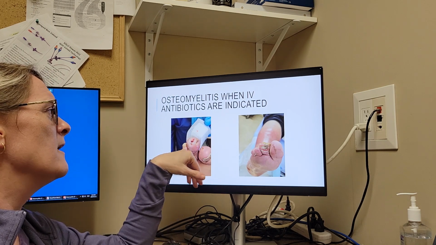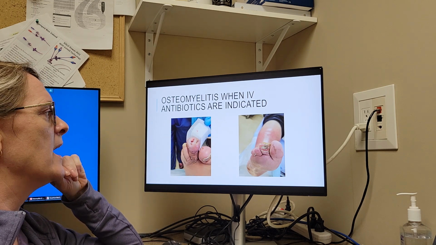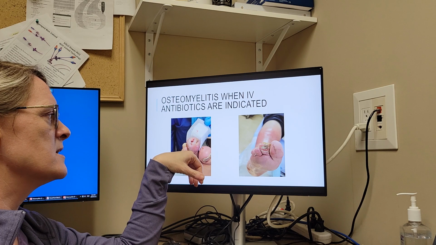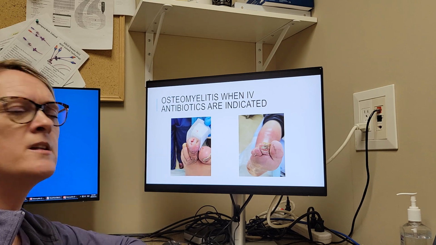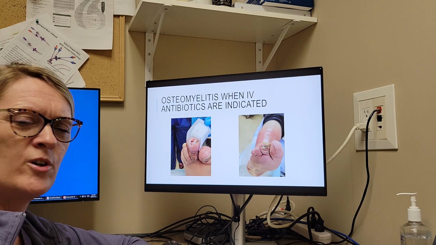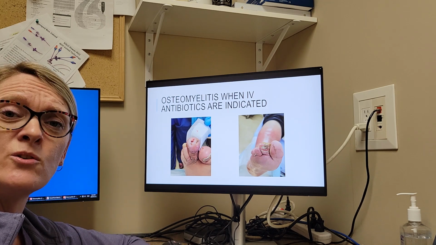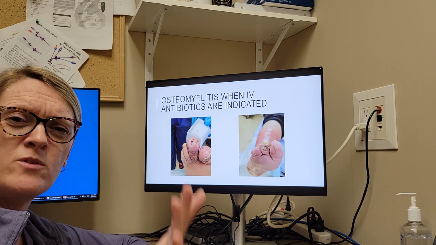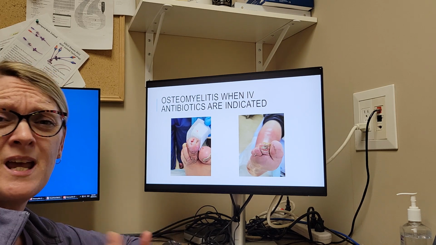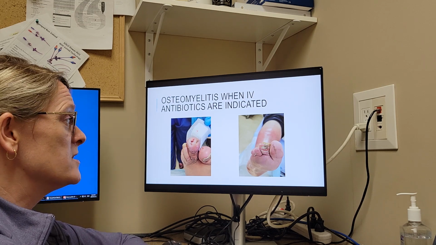Now this one we actually did oral to start, but it did not work. We went to IV, and we eventually did consider taking just the tip of the toe because of the way it was pointing downwards and where all the pressure was going. That was a really good solution for this patient, because the pressure then redistributed amongst the rest of the toes and prevented any further complications or pressure injuries.